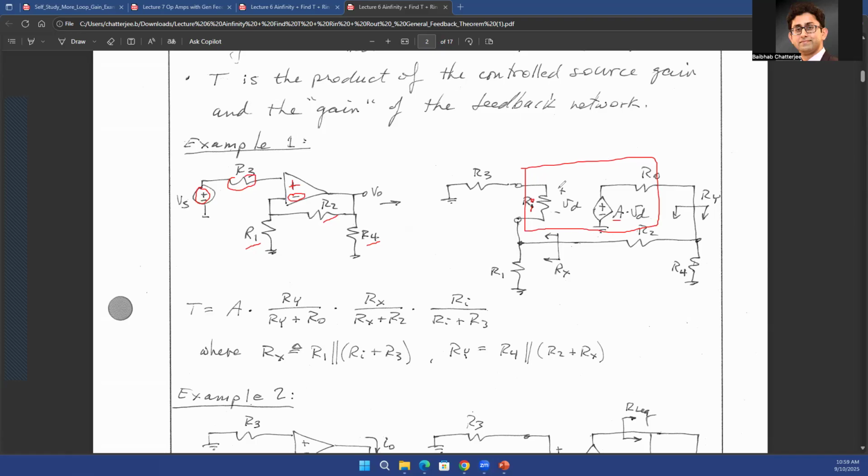Could you please repeat the question? What should get rid of Vs? Oh, okay, all right. We'll go into that. That's a very good observation that we got rid of Vs for the right side diagram. So we'll go into that.